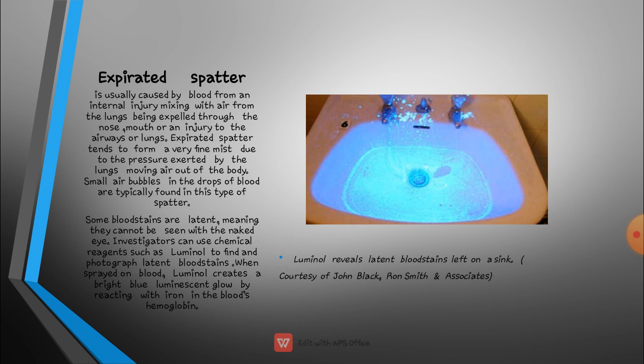Some blood stains are latent, meaning they cannot be seen with the naked eye. Investigators can use chemical reagents such as luminol to find and photograph latent blood stains. When sprayed on blood, luminol creates a bright blue luminescent glow by reacting with the iron in blood hemoglobin.